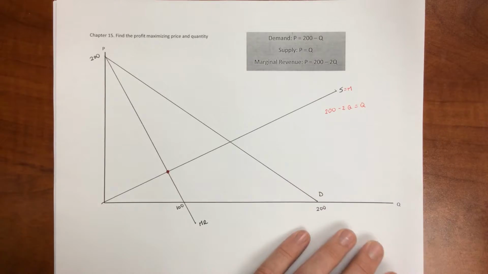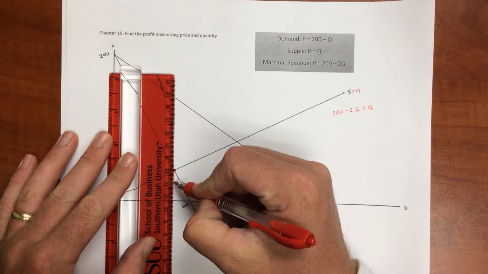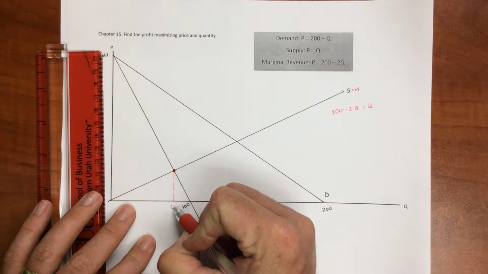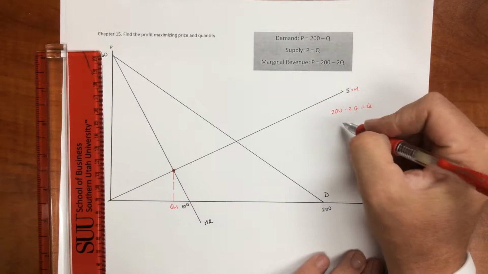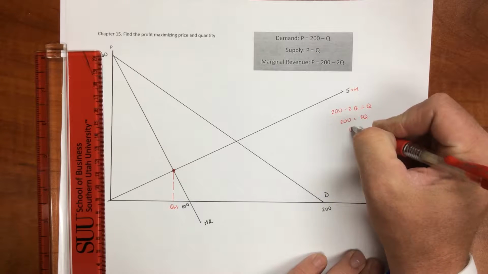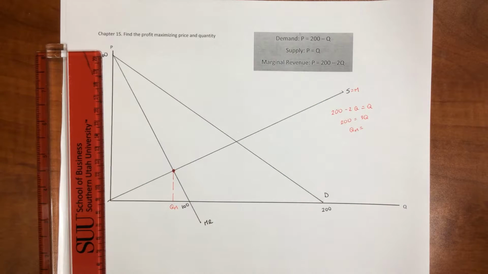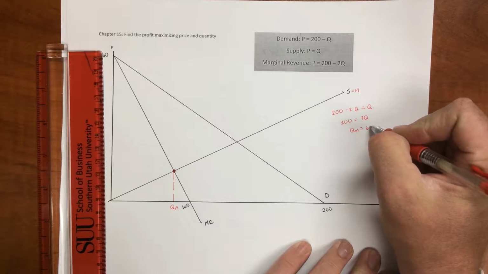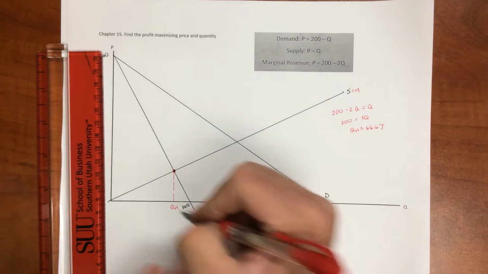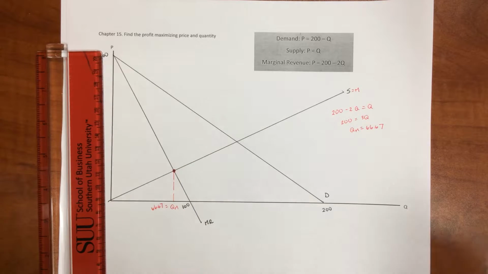And now we're going to solve for q by setting those two lines equal, and we're going to find the quantity for the monopolist. So we get 200 is equal to 3q. Q monopolist is equal to 200 divided by 3, and that's 66.67. Okay, so now we have that point.